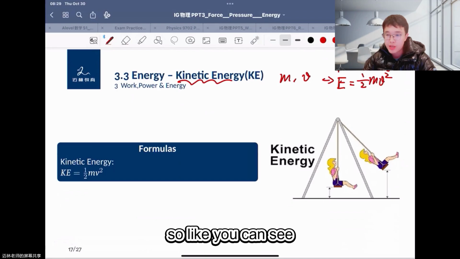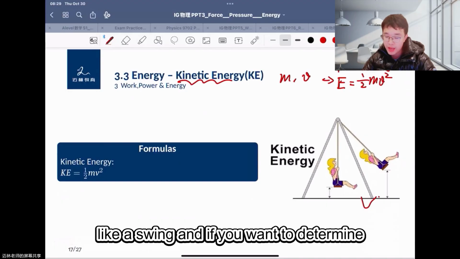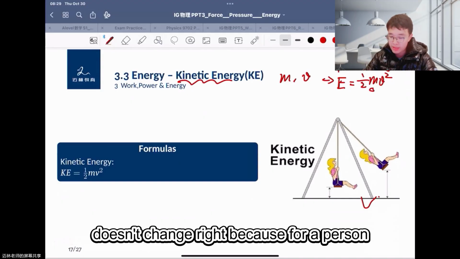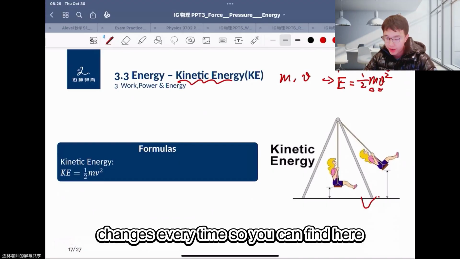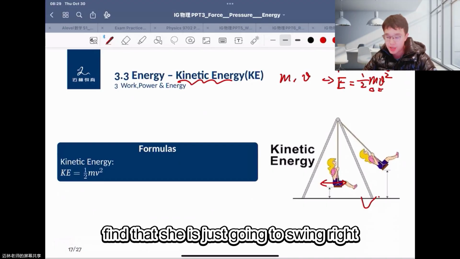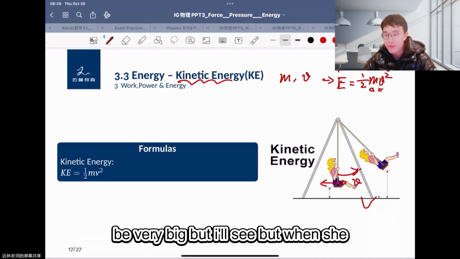Okay. So like you can see in this figure, the girl is playing on a swing, and if you want to determine where she has the most kinetic energy, you can determine that, oh, maybe mass doesn't change, right? Because for a person, mass is a constant number and velocity changes every time. So you can find here when she is at the bottom places, she's just going to swing, right? So if she wants to swing up, it has a maybe very big velocity.